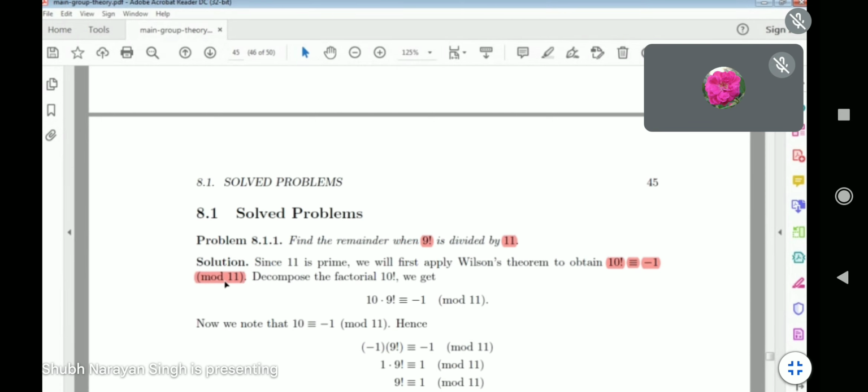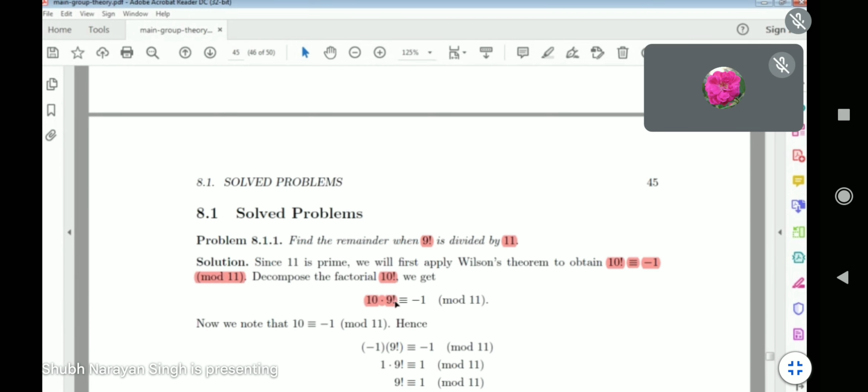Now, our goal is to find the remainder when factorial 9 is divided by 11. So I decompose 10 factorial and write it in this line. 10 factorial can be written as 10 into 9 factorial. I think all of you agree. So 10 factorial is 10 into 9 factorial, and this is congruent to minus 1 modulo 11, by using the Wilson theorem.